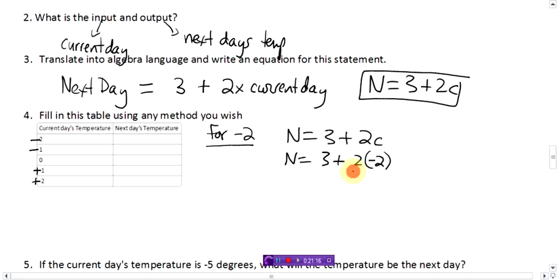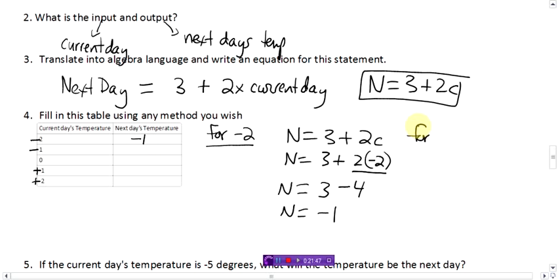And use BEDMAS. 2 times -2 is -4. Bring down the 3. Now you could bring down the 3 and the plus, but you know that when you have a plus and a minus, you're going to get a minus anyways, so let's just bring down the 3. 3 minus 4 is -1. So current temperature of -2, we sub it in, we get next day's temperature of -1.